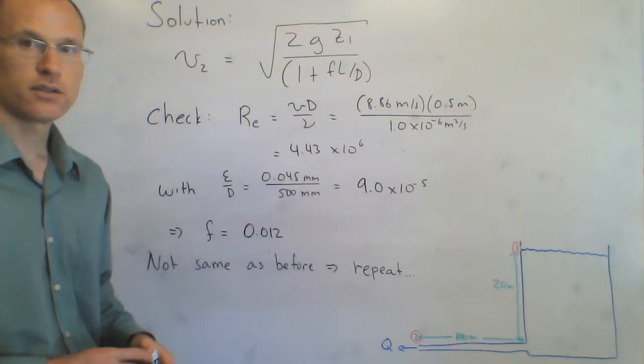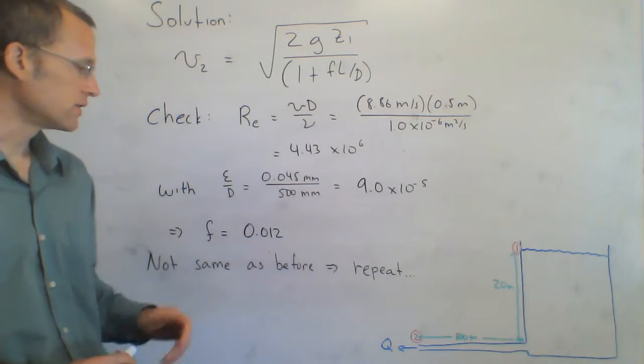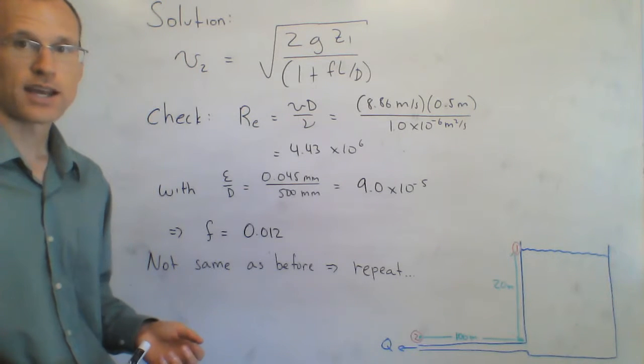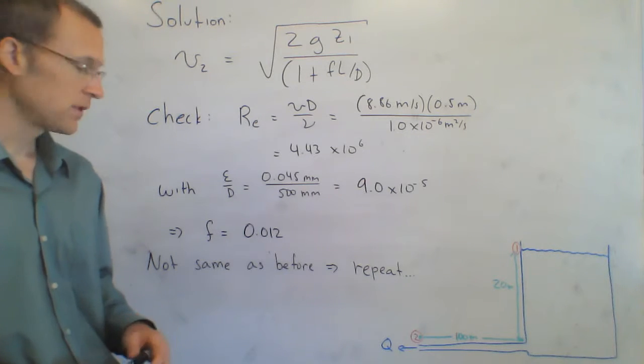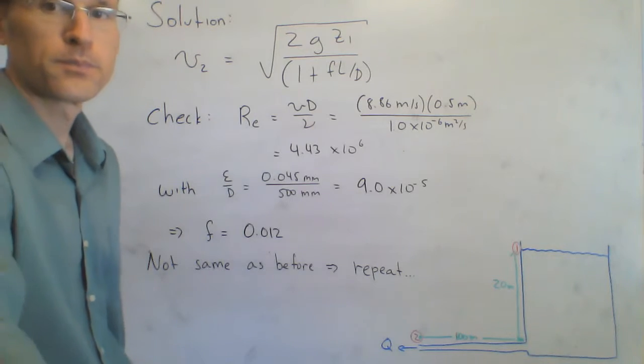And so plugging that into the equations or the Moody chart, whatever you want to do, I get an f value of 0.012. This is not the same as the value that I guessed, 0.02. So you need to do this again. Use this 0.012 as my new guess.